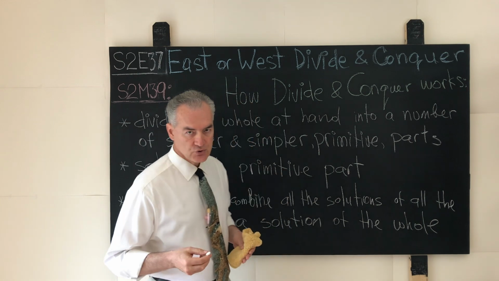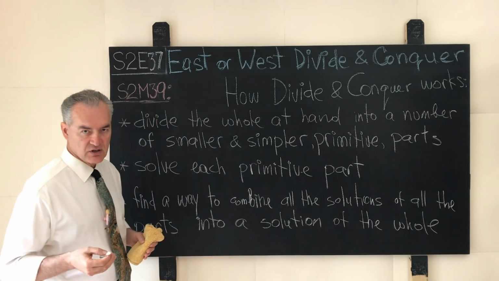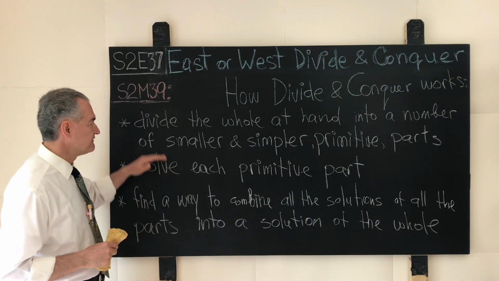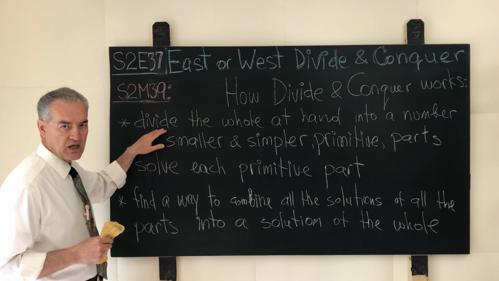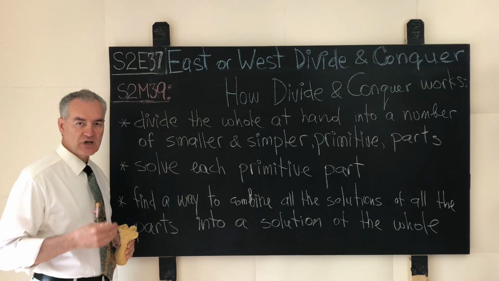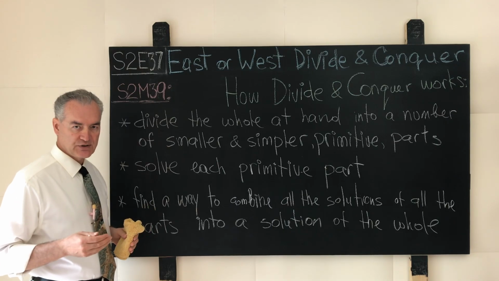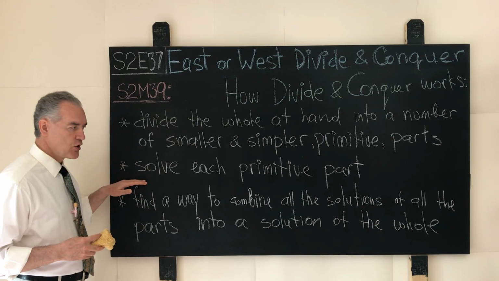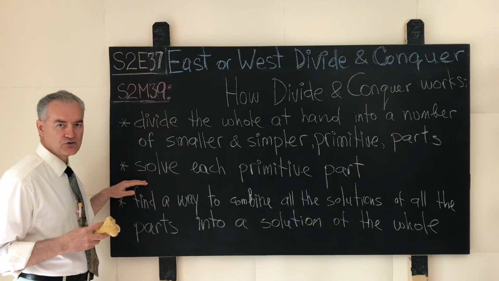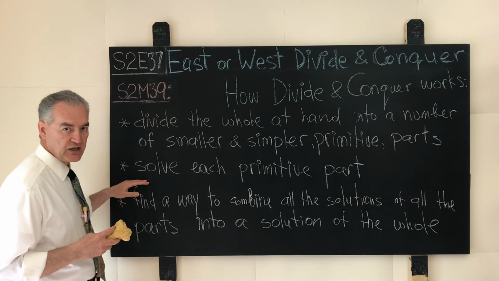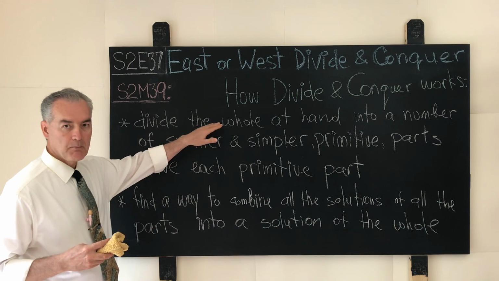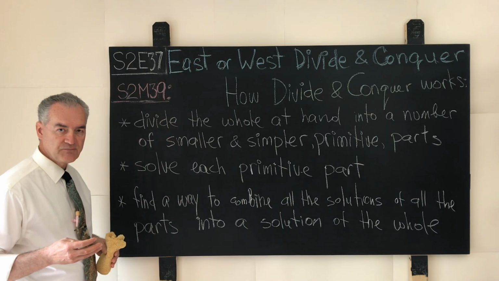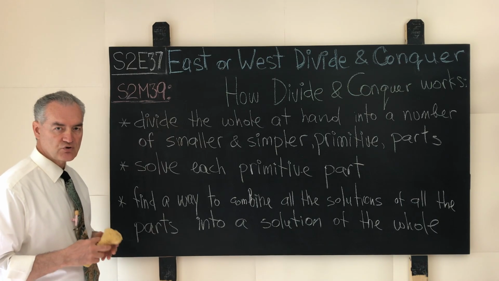That is, if we want to solve this or that technical problem using the divide and conquer approach, then as a first step we should try to divide the monolithic whole into a number of smaller and simpler or primitive parts. Once that is done, we should try to execute the second step, or find the solutions of all the primitive parts into which we managed to partition the monolithic whole in the previous step.